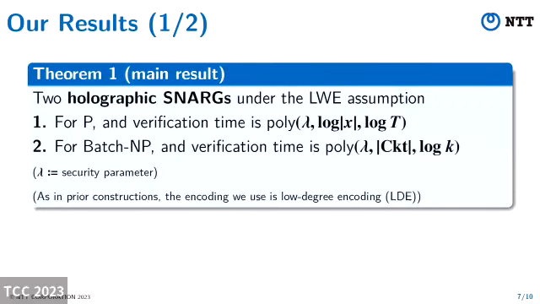And in this work, we give two holographic SNARGs under the learning with errors assumption. One is for P and the other is for batch NP. And in both cases, we achieve good asymptotic verification time. In particular, in the case of SNARG for P, the verification time is polylogarithmic, not only in the computation time T, but also in the length of the instance. And for the case of SNARG for batch NP, the verification time is polylogarithmic in the number of inputs, K.